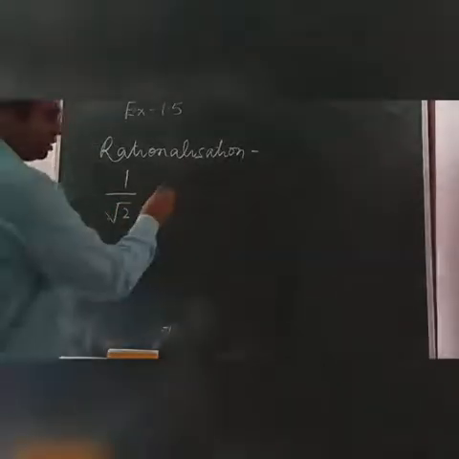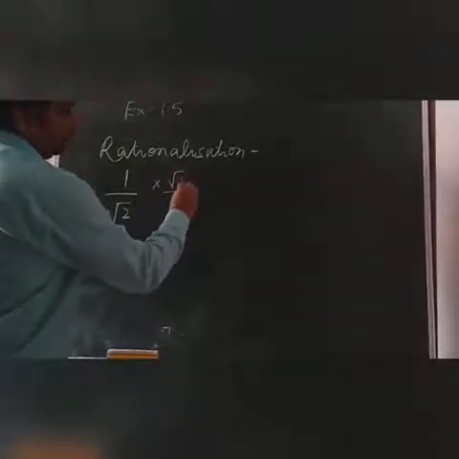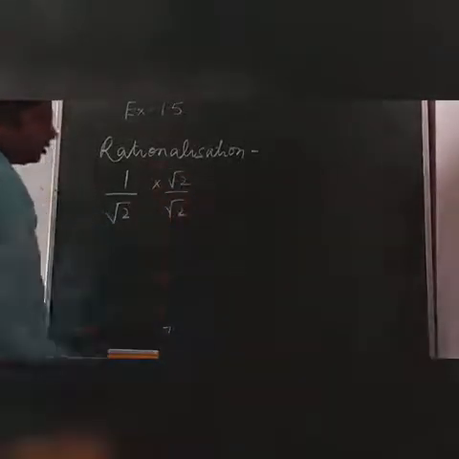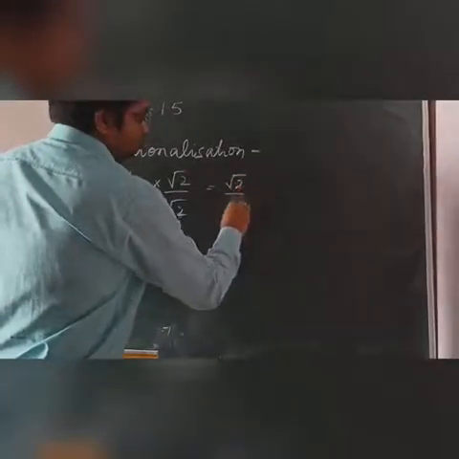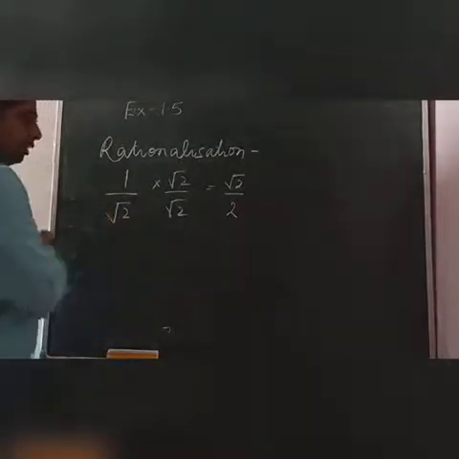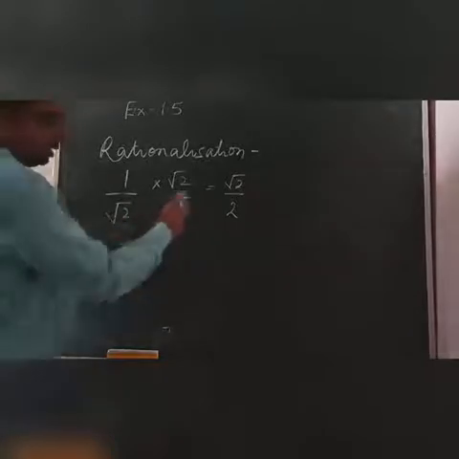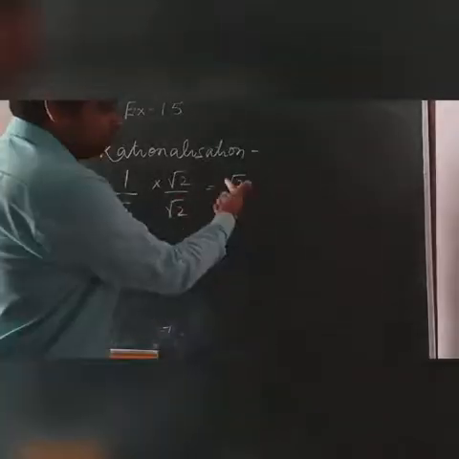So how can we get a rational number in the denominator? We can multiply here under root 2 by under root 2. If we multiply, we get under root 2 by 2. So we multiply by under root 2 to get a rational number in the denominator, and we are getting under root 2 by 2. This is the rationalization of this number.